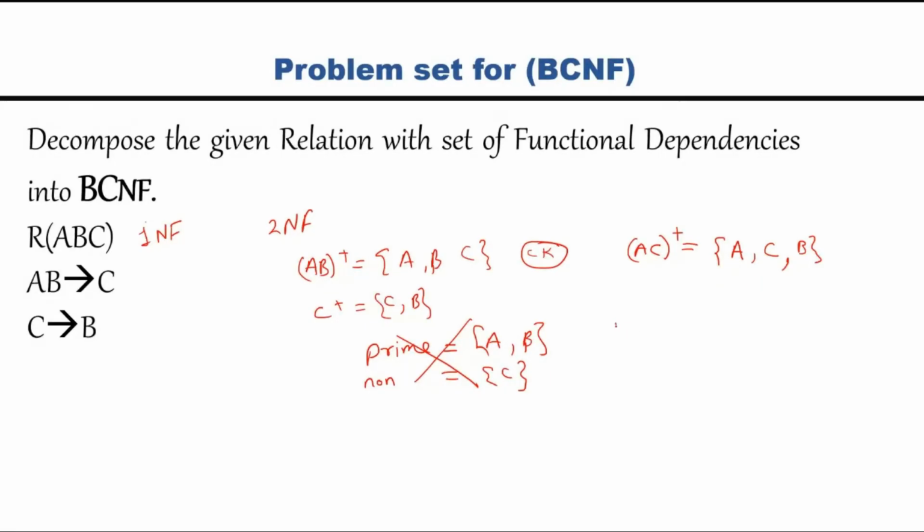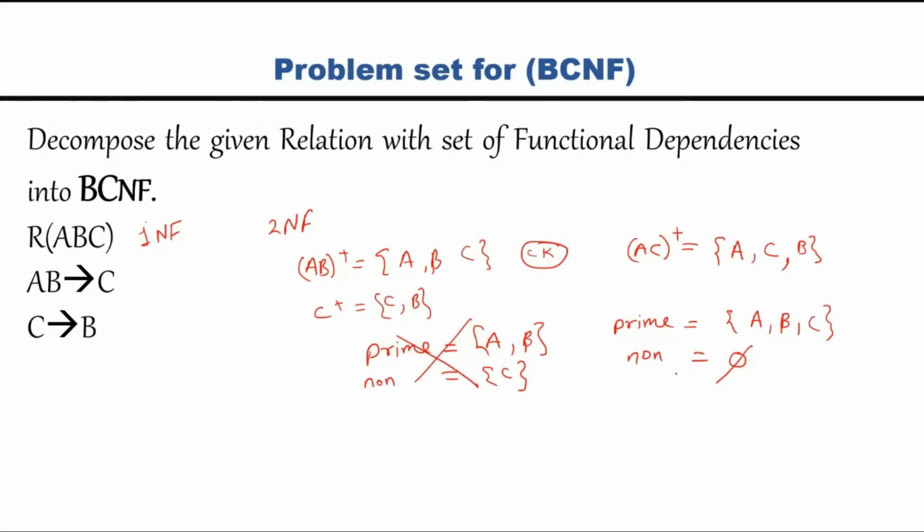So now if you try to find out the prime attributes, what are the prime attributes? It would be A, it would be B, and it would be what? C. And what about the non-prime attribute? In this case, it is phi. So non-prime attributes are phi.